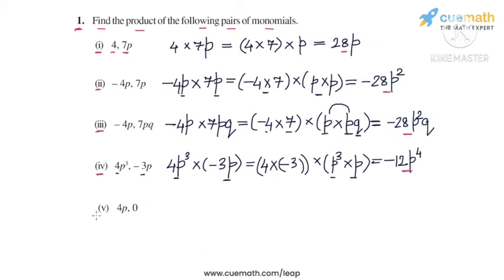And finally coming to part 5, we have the terms 4p and 0. So 4p into 0. We can multiply the coefficients. 4 into 0, into the variable part p, but 4 into 0 is 0, and 0 into p will also be 0. So we will get the product as 0. This is the answer for part 5. And with this we have completed question number 1.